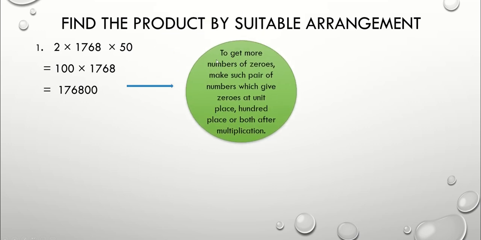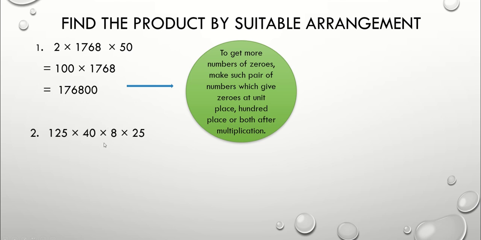To get more zeros, make such pairs of numbers which give you 0 at the unit place, hundreds place or both in multiplication. I hope you understood this. In this, I have clubbed these two numbers 50 and 2 because I want to take advantage of these two zeros at the end. I can multiply these two, but it would be a lengthy method.